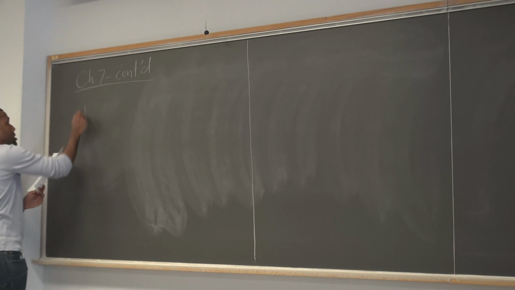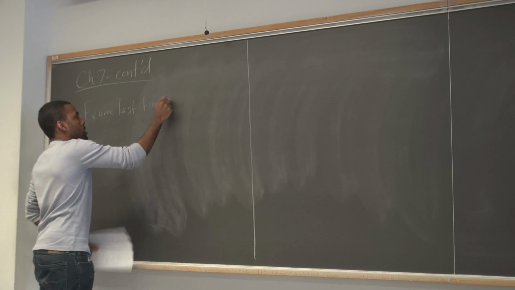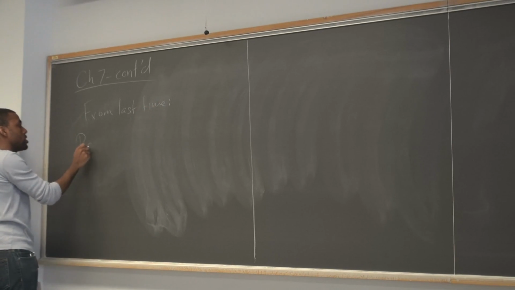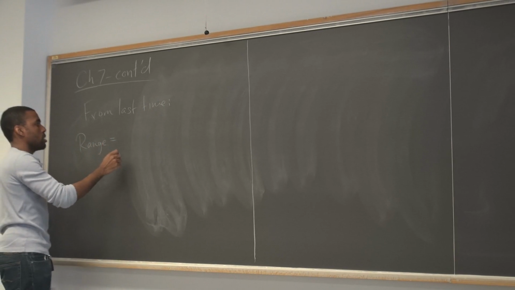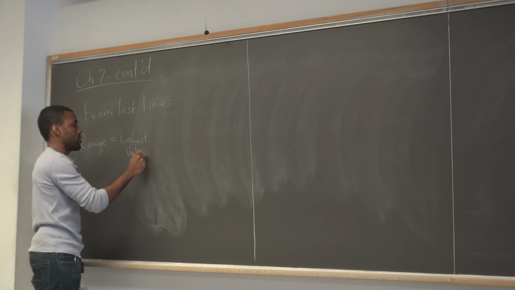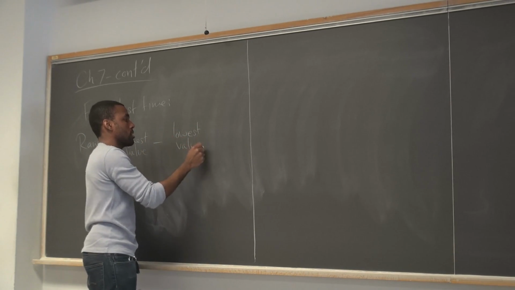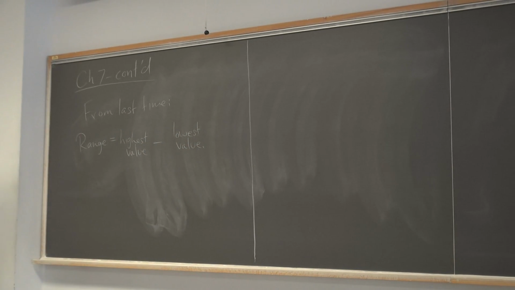So from last time, we had that the range was the highest value minus the lowest value. Which is pretty useful some of the time, but we saw an example where we had the same range for 2 completely different data sets. And so someone just telling me the range actually isn't enough information.